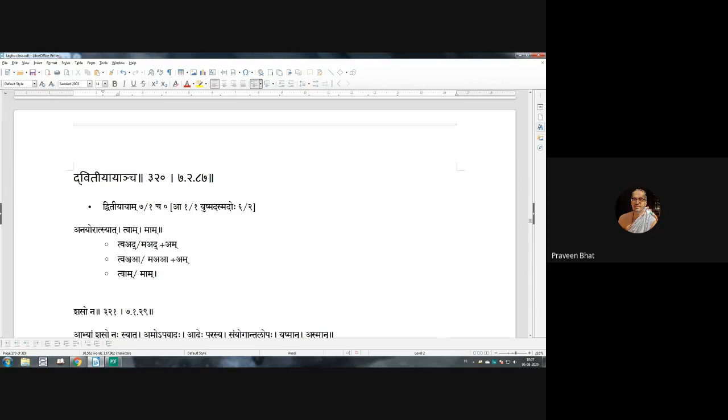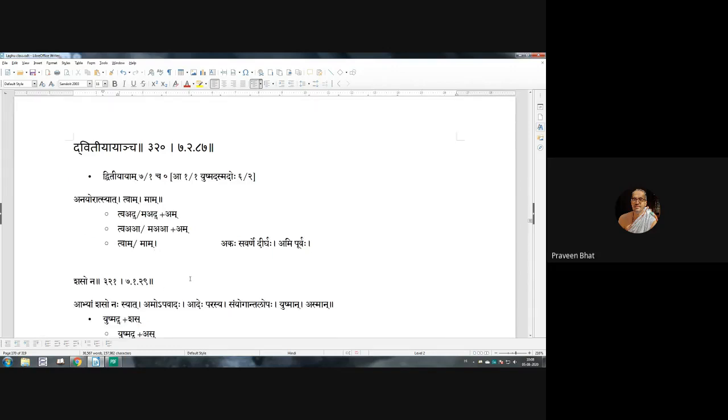And then, Akasavarne Dirgha and Ami Purva. So here you'll have Akasavarna Dirgha and then Ami Purva. Thereby the form is Tvam or Mam in Dvitiya Ekavachana. The Dvitiya Dvivachana form is the same as the Prathama Dvivachana, which is Yuvam.